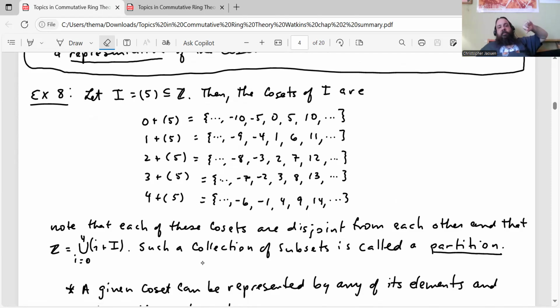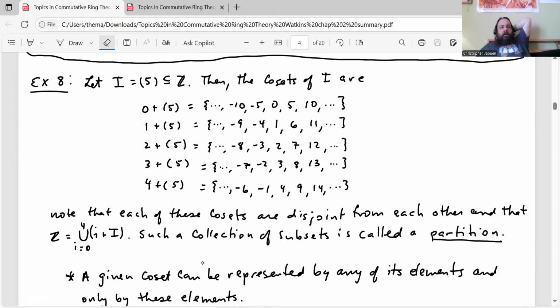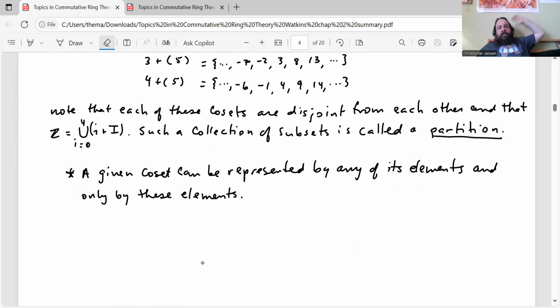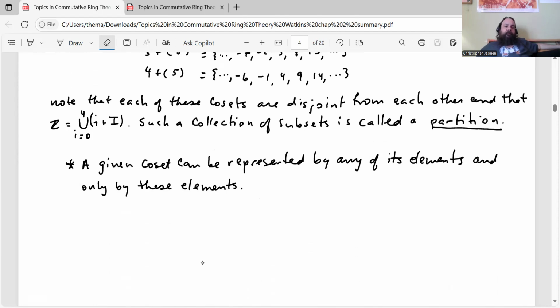Cosets are not necessarily an ideal. Like 0 plus the ideal generated by 5 is an ideal, but for example, 1 plus the ideal generated by 5 is not an ideal. It's a coset of the ideal. Note that each of these cosets are disjoint from each other and that Z is the union of those cosets. Such a collection of subsets is called a partition. And a given coset can be represented by any of its elements and only by these elements.